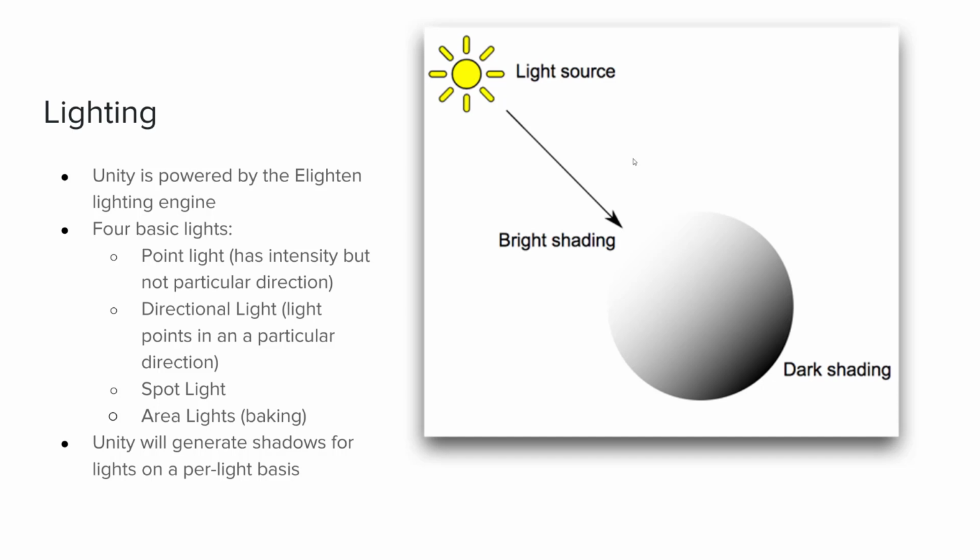With respect to shadows, Unity will compute those itself. We don't have to worry about shadows. If there's a light source and an object, and we tell Unity to generate shadows, it'll just handle it on its own.